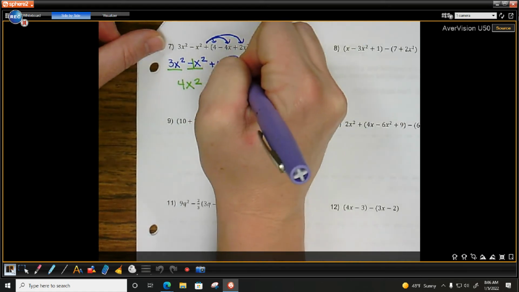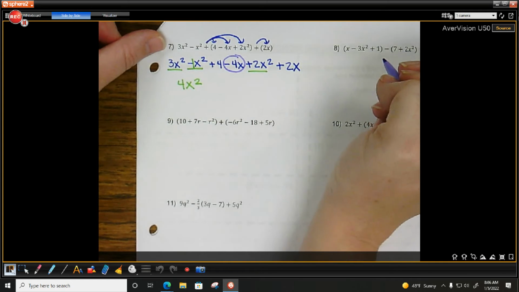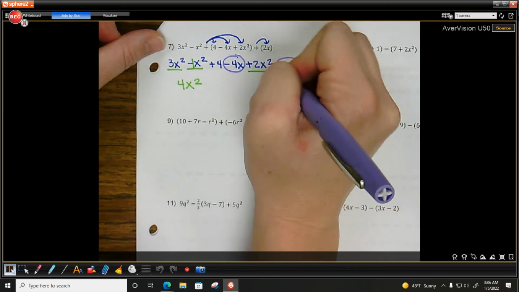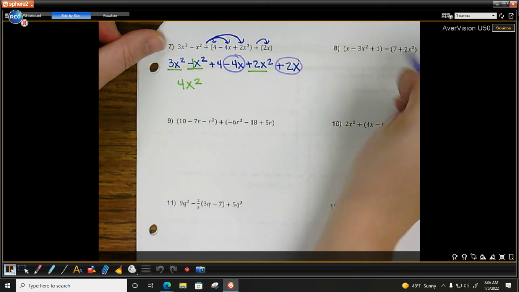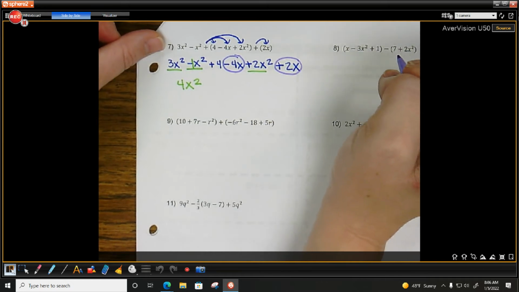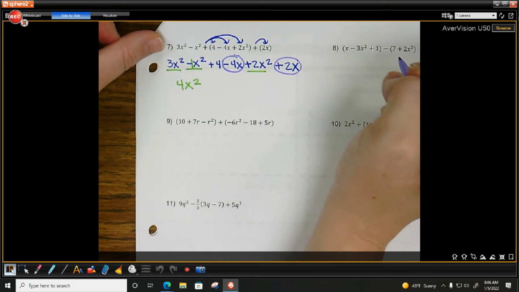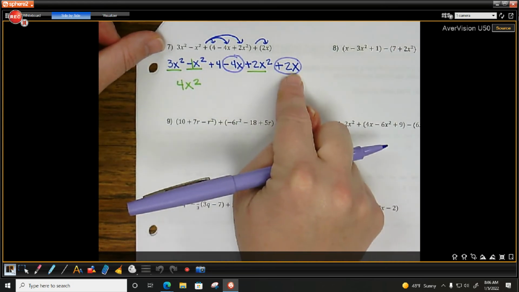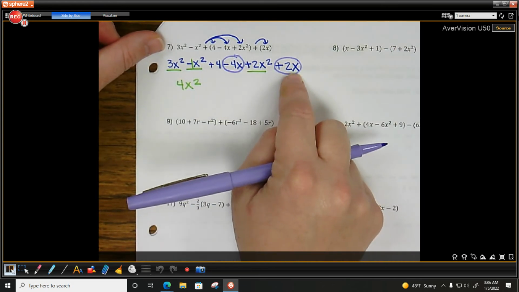So is there a like term with minus 4x? Plus 2x. Do you see why it's a good idea to circle, underline, box things? It's going to help you know which terms you've already combined and which ones you haven't. Okay, make sure you don't forget any. So what's negative 4x plus 2x? Negative 2x.